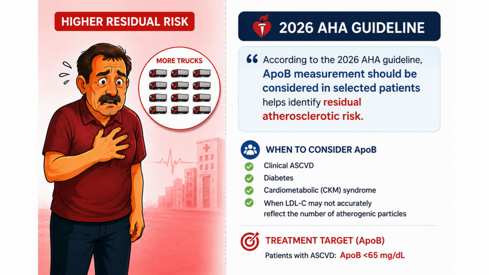These patients are considered to have a higher residual cardiovascular risk. According to the guideline, ApoB measurement should be considered in selected patients to help identify this residual atherosclerotic risk. For these patients, the recommended ApoB target is less than 65 mg per deciliter. ApoB measurement may also be helpful in patients with diabetes and cardiometabolic syndrome.